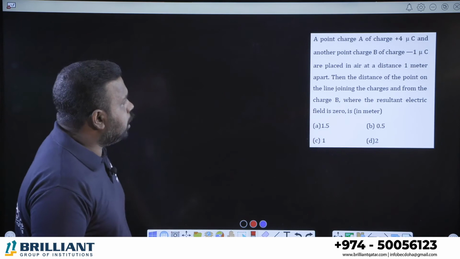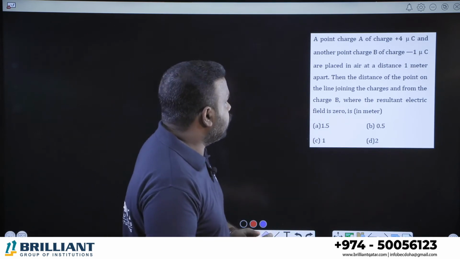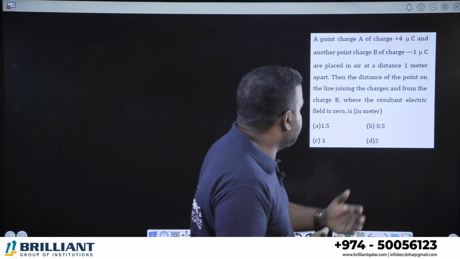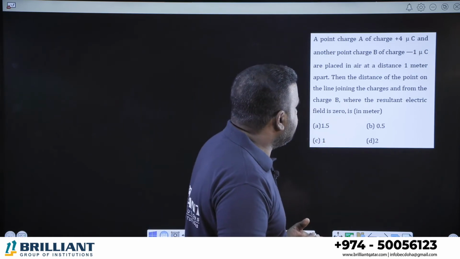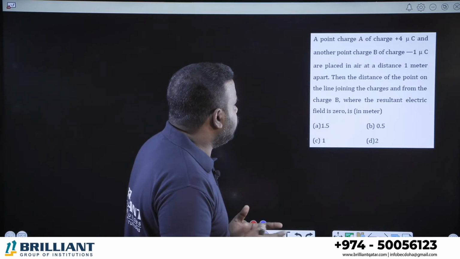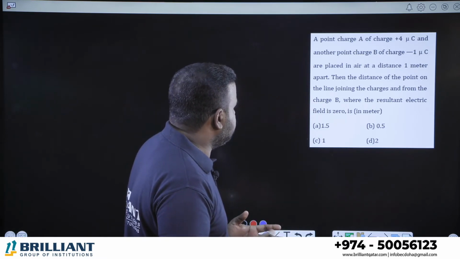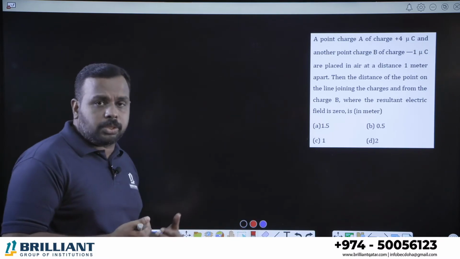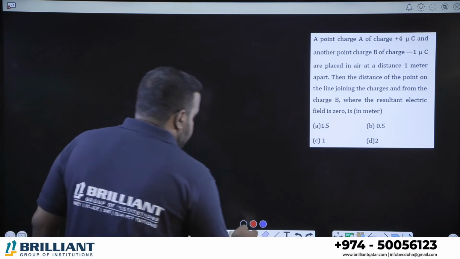Next, a point charge A of charge plus 4 microcoulomb and another point charge B of charge minus 1 microcoulomb are placed in air at a distance of 1 meter apart. Then the distance of the point on the line joining the charges and from the charge B where the resultant electric field is 0 is. Okay, again a question based on the idea of equilibrium. We'll check.